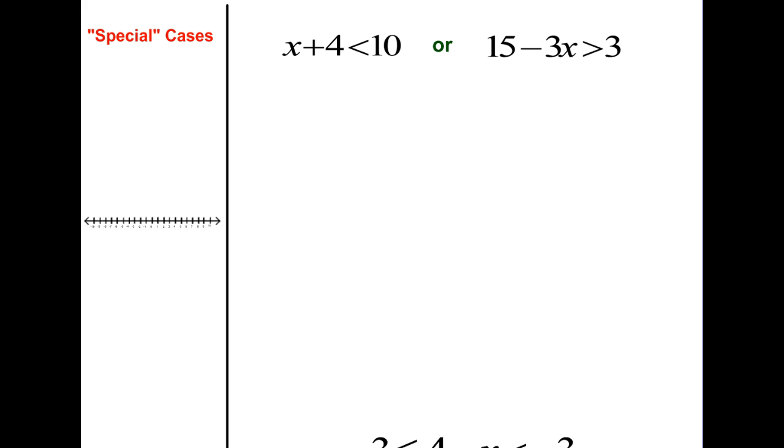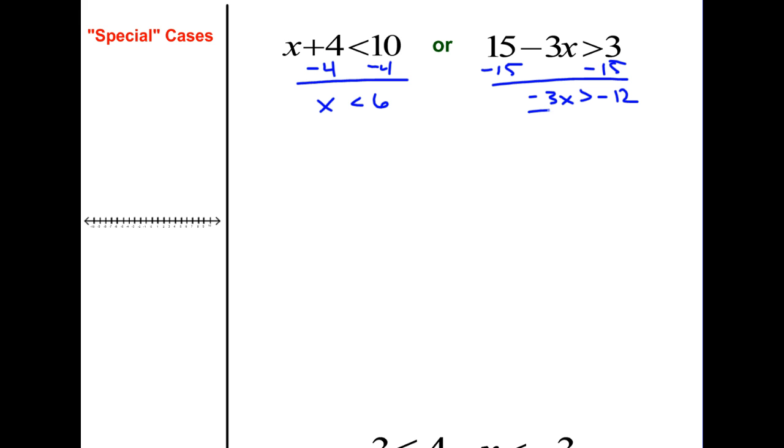All right, I'm going to do these special cases for you instead of having you do them by yourself, or like I did before. So first thing we need to do is solve these. So we get x is less than 6, and we get -15, -3x is greater than -12, divide by -3. Remember, when we divide by a negative, we flip the sign, so x is less than 4.